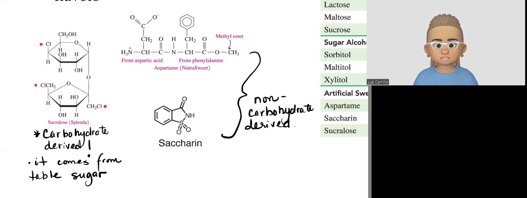Because aspartic acid and phenylalanine are the amino acids in aspartame, that's why sometimes in food products, you may see that if they contain aspartame, it says that phenylalanine is in the system. Because to date, there may be some individuals that have developed an allergy to phenylalanine, so it's important to put it on the food label. Lastly, we have saccharin. As you can see, saccharin overall does not look like a carbohydrate.